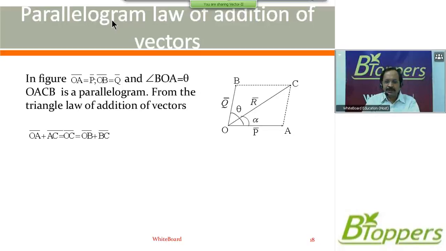Angle BOA is theta and angle COA is equal to alpha. So here AC bar equal to OB bar equal to Q bar, BC bar equal to OA bar equal to P bar. So the first equation can be written as P bar plus Q bar equal to OC bar, which can be written as equal to Q bar plus P bar. That means addition of vectors is commutative.